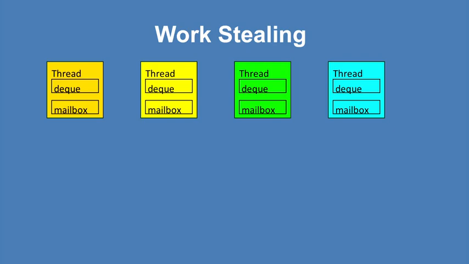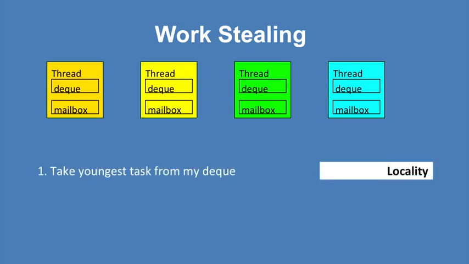There's some research at MIT in the mid-90s called Cilk that pioneered the area of work stealing. And work stealing is a pretty simple concept. You have a distributed queue. Every core, if you will, has a queue on it. And we generally take work off that queue. The first thing we do is grab the youngest piece of work from my local queue. Nice locality, good cache behavior.